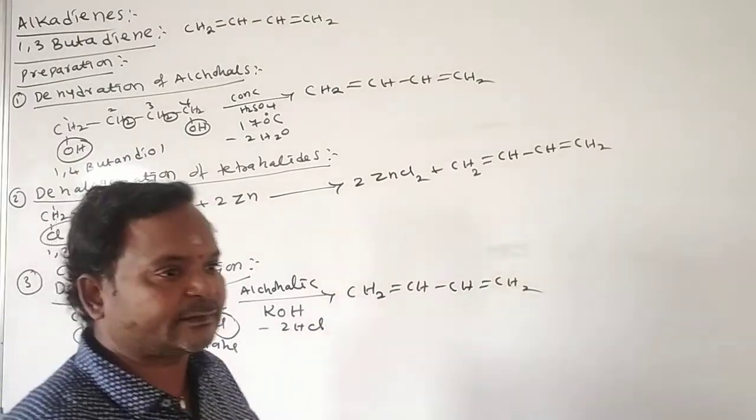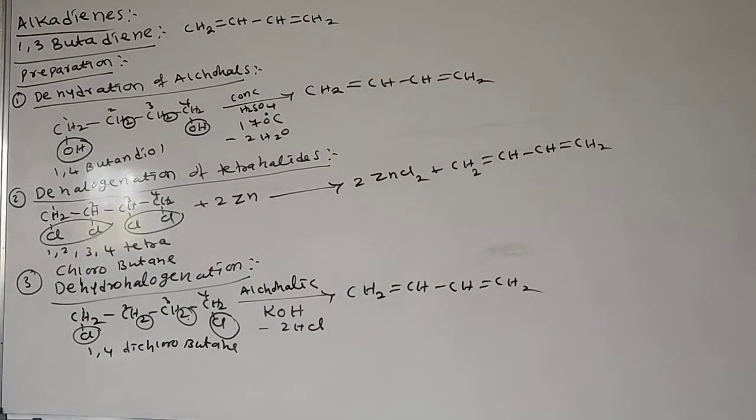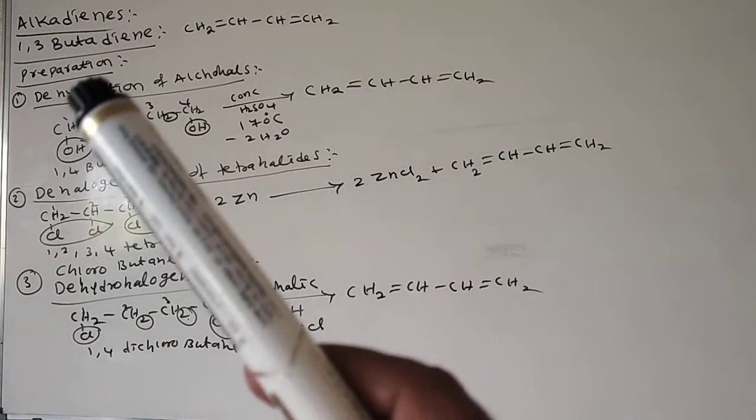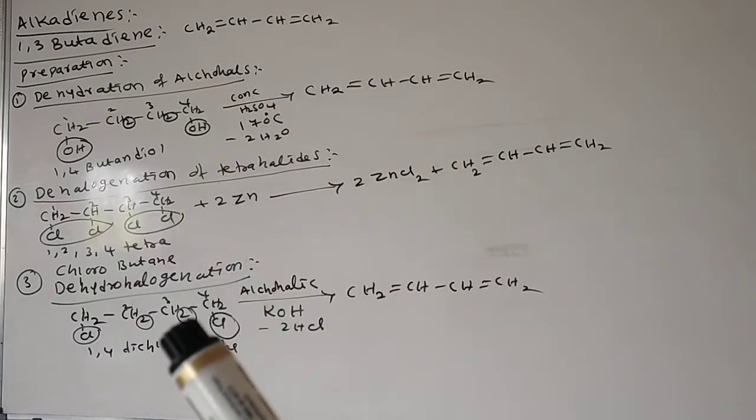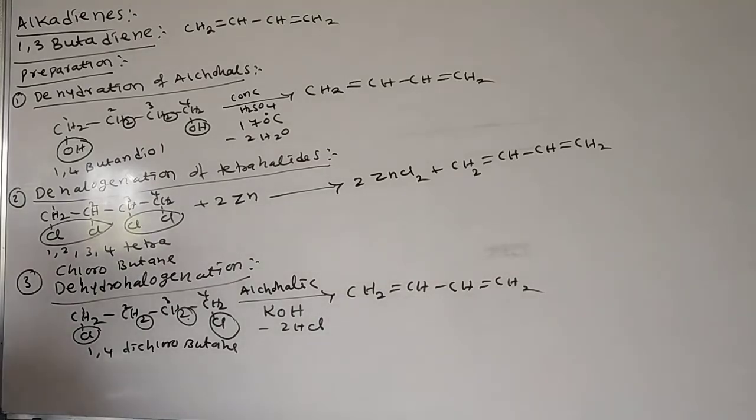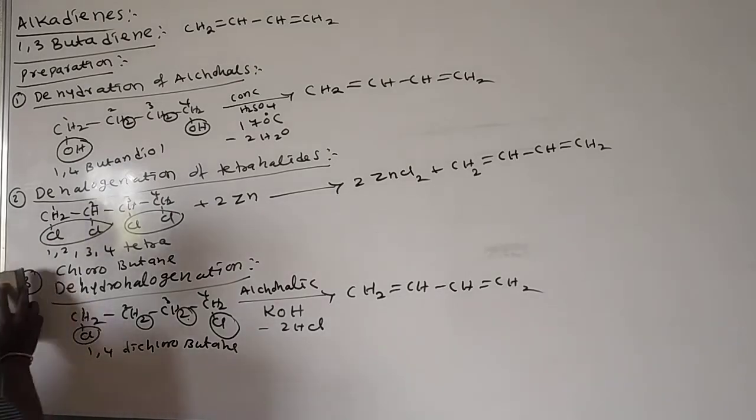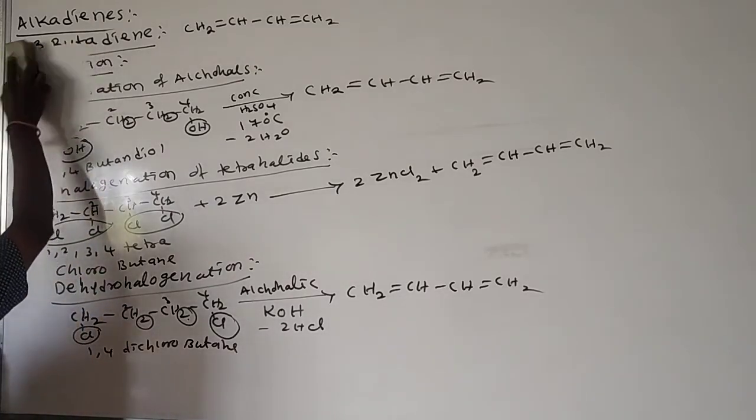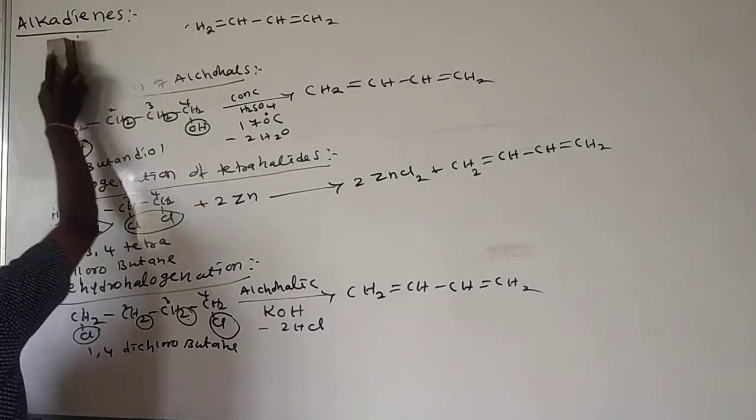By using these three methods, one is dehydration, second is dehalogenation, third is dehydrohalogenation, we prepared 1,3-butadiene. In continuation, we will see some of the chemical properties of 1,3-butadiene.